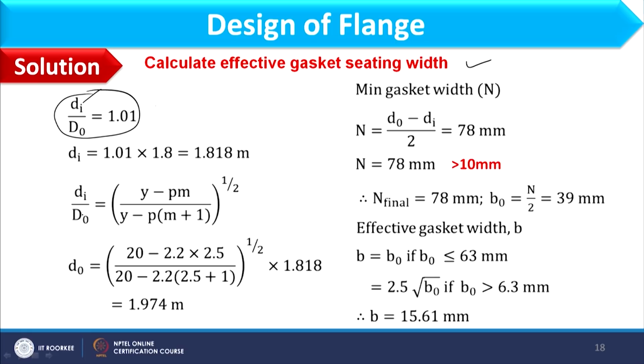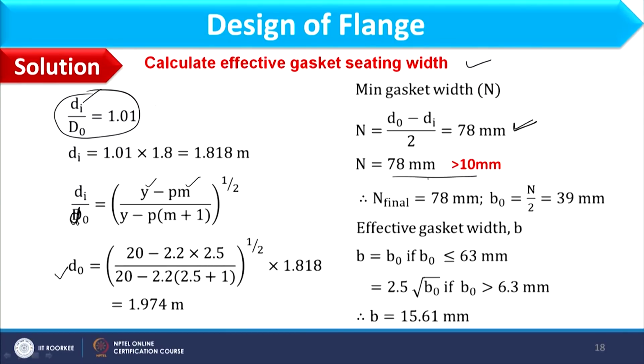Further, I am having DI by DO, and here this DO is small d, not the capital D, because this small DO is the outer diameter of gasket. Okay, so DI by DO both are related to the gasket, and here Y is given as 20 and M is given as 2.5. Other values we can put, and then we can calculate DO. So outer diameter of gasket is coming out as 1.974 meter, inner diameter is equal to 1.818. Considering these two values, we will calculate minimum gasket width, and which comes out as 78 mm.